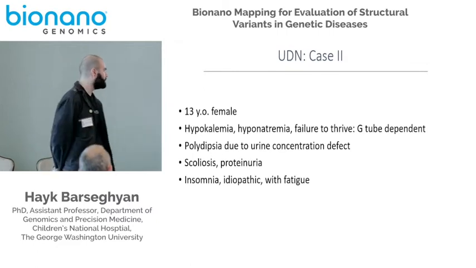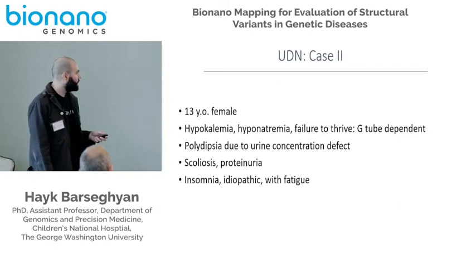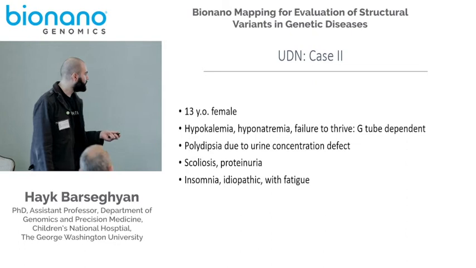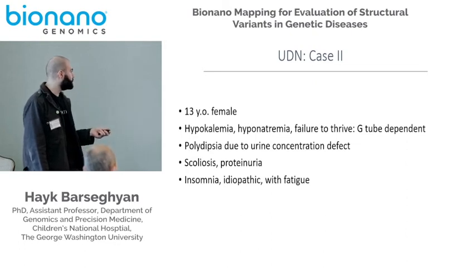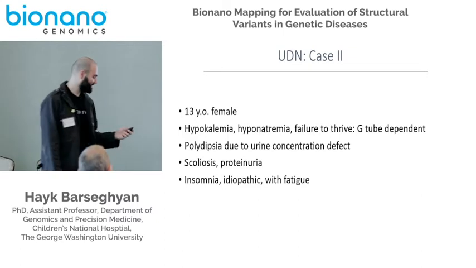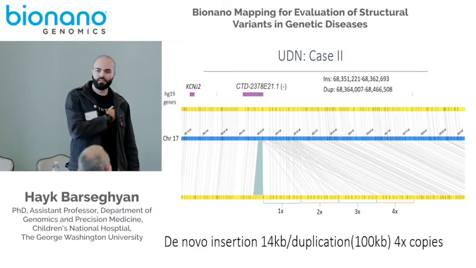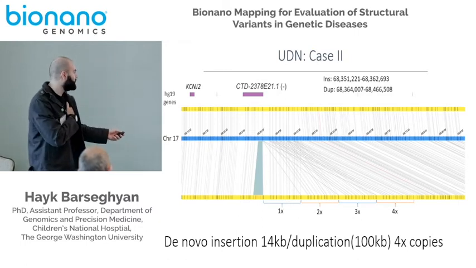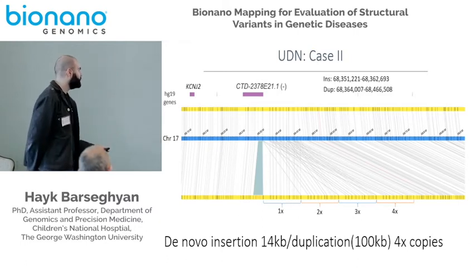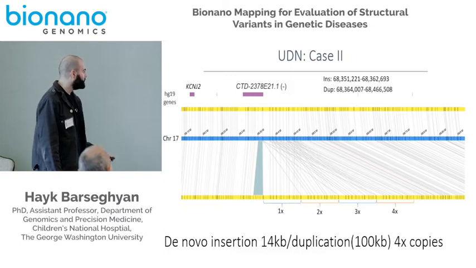The second case is a 13-year-old female with hypokalemia, hypothermia, failure to thrive, G-tube inside, scoliosis, insomnia, and idiopathic fatigue. Again, we had whole genome for this case. That was negative. We ran optical mapping, and what we identified is a de novo mutation in this gene that is 14 kilobase pairs in size.